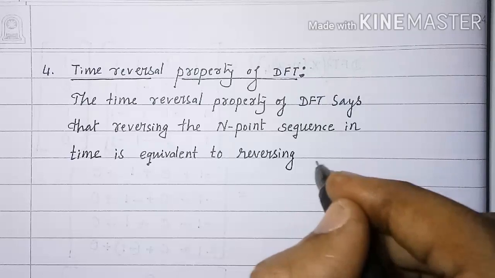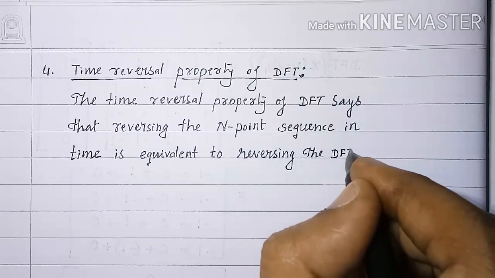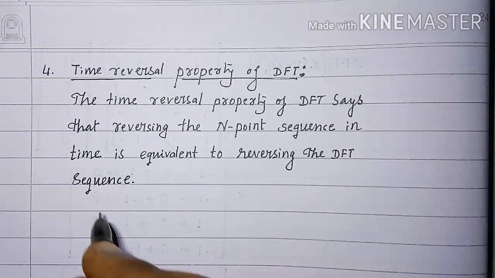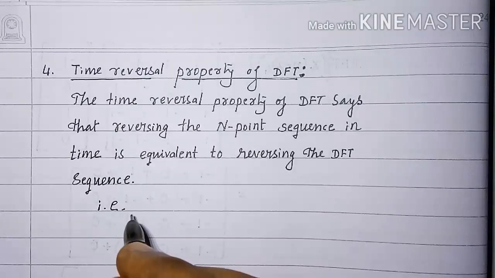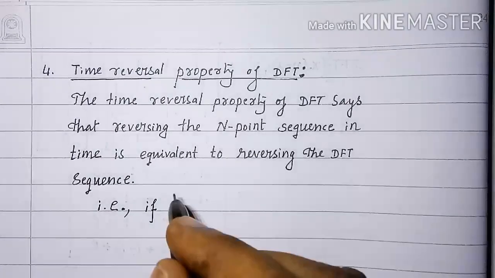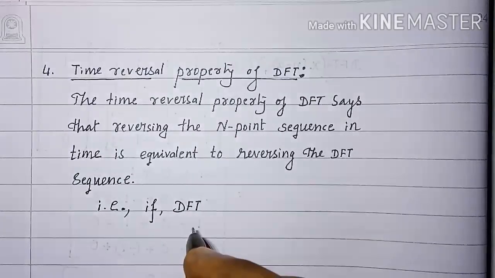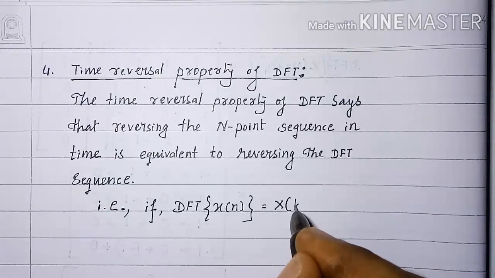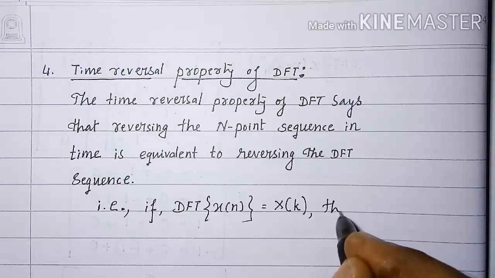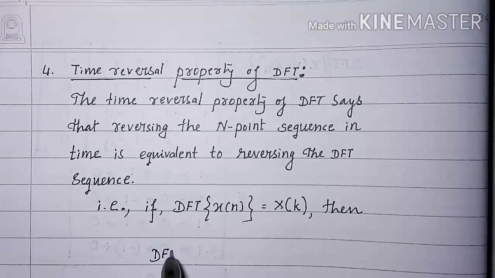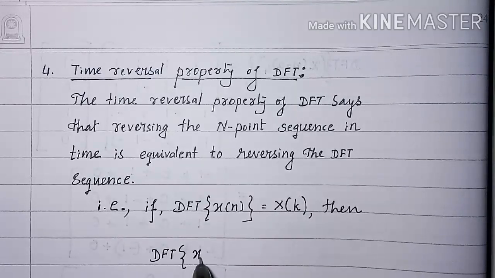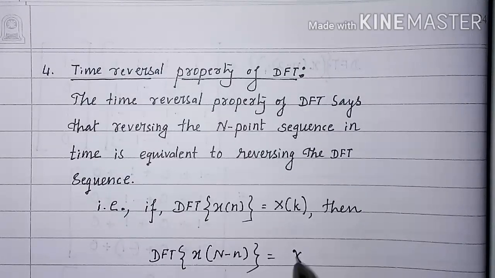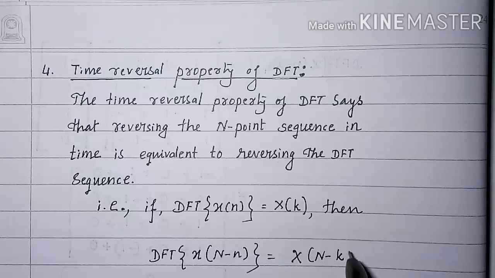reversing the DFT sequence, that is, if DFT of x of n is equal to x of k, then DFT of x of N minus n is equal to x of N minus k.